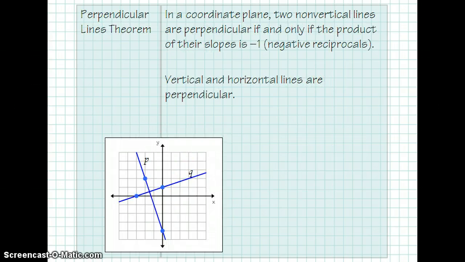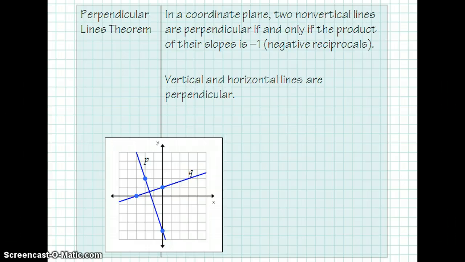Now the perpendicular lines theorem, again, you might have a little bit more trouble with this one, but if I've got two lines whose slopes, the product of the slopes is -1, this means they're called negative reciprocals, that means that they're perpendicular. And also, by definition, vertical and horizontal lines are perpendicular.